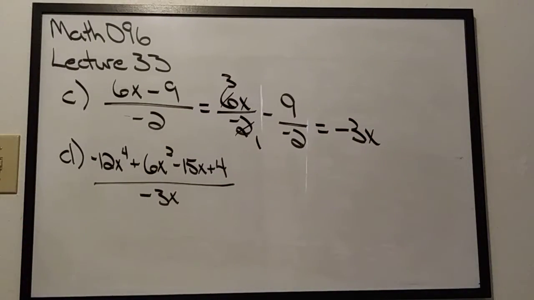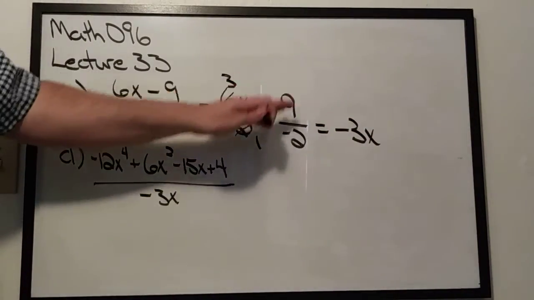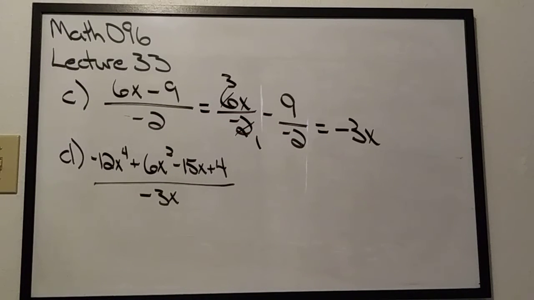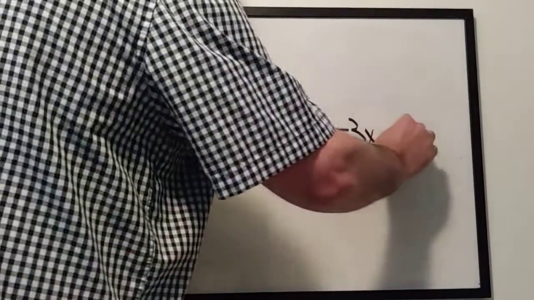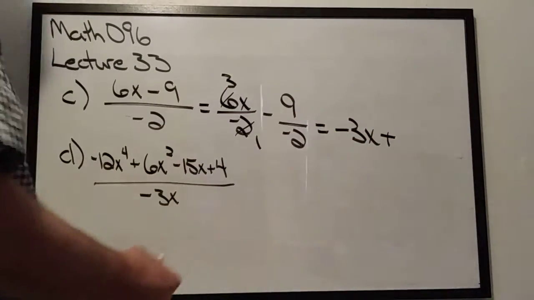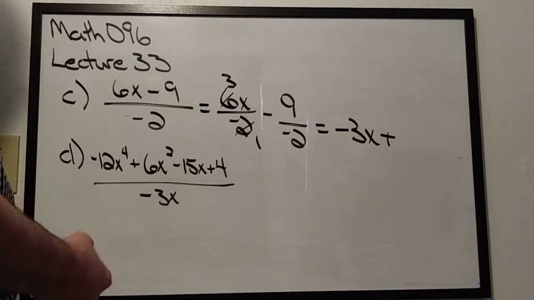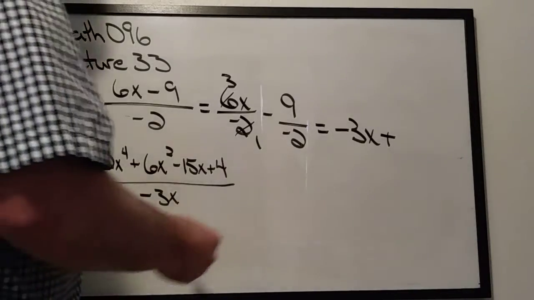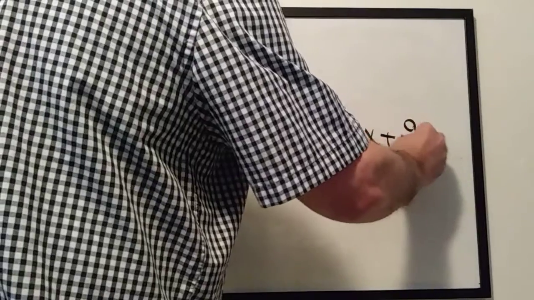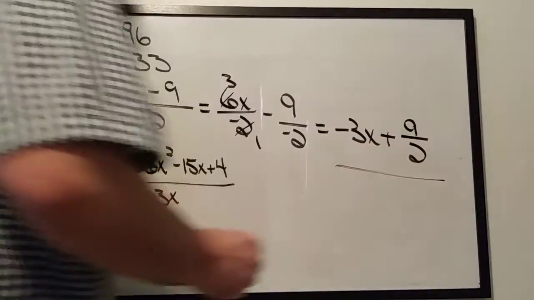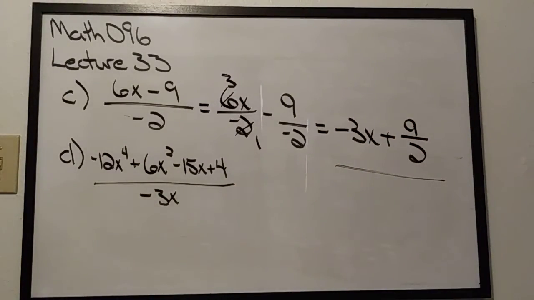Then as I look at my next fraction, we have a negative 9 divided by a negative 2. Negative divided by negative is going to be a positive, and 9 divided by 2, I don't have a factor that is common there, other than 1. So I can't do any cancellation, so it's simply going to be 9 divided by 2. And there's our final answer: negative 3x plus 9 halves.